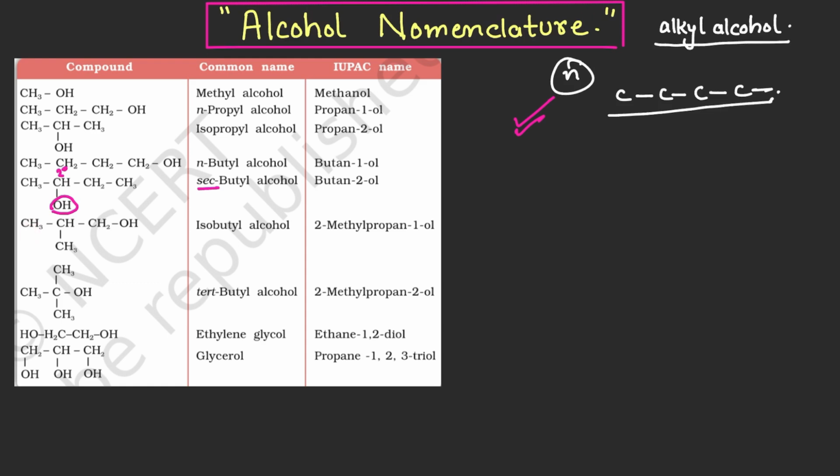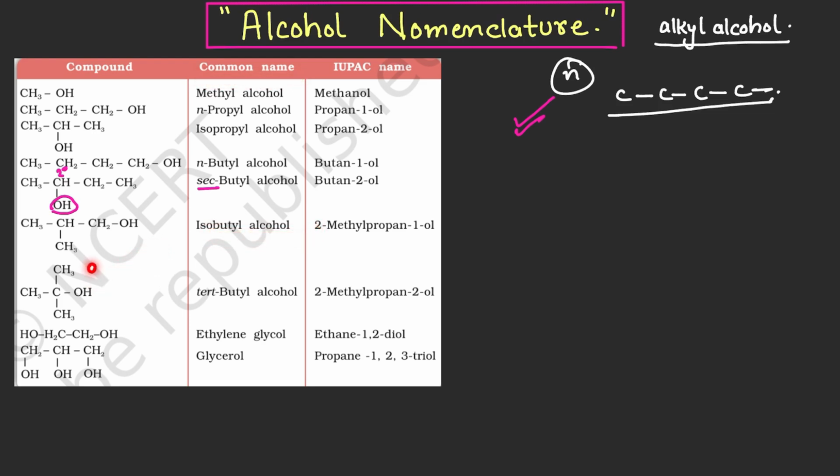For the IUPAC name I will do the numbering. From where should I do the numbering? 1, 2 and 3. So at the second position there is a substituent. So the substituent is your methyl. So I am writing 2-methyl propane 1-ol. So it is your 2-methyl propane 1-ol, because at the second position we have the substituent. So this is your isobutyl. Okay, got it.